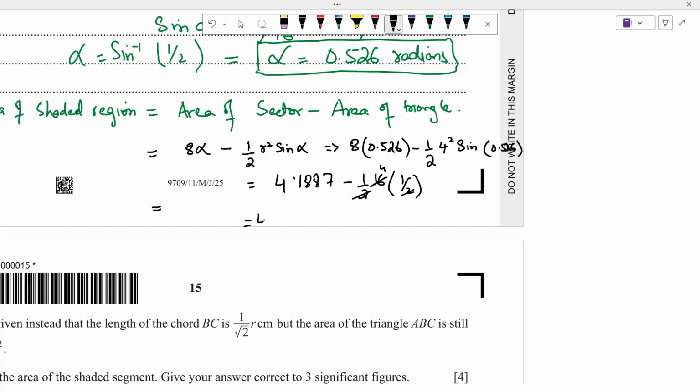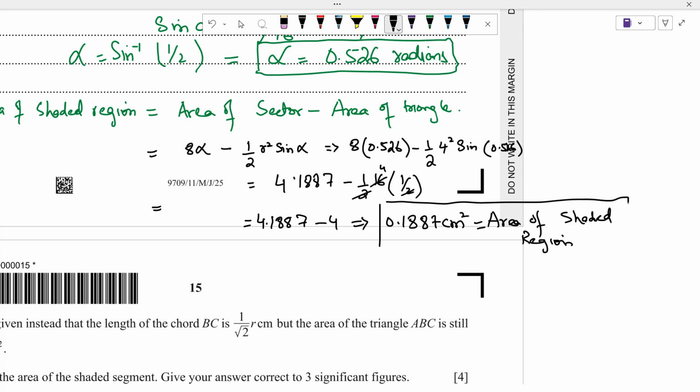So we have 4.1887 minus 4, which is equal to 0.1887 centimeter square. So the area of the shaded region is 0.1887 centimeter square.